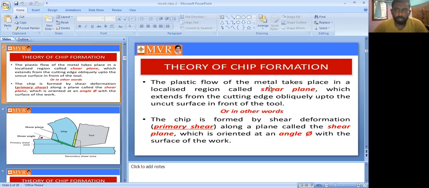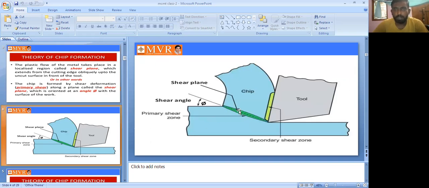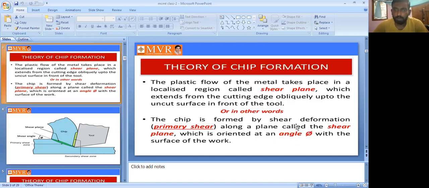The plastic flow of the metal takes place in a localized region called the shear plane, which extends from the cutting edge obliquely up to the uncut surface in front of the tool. In other words, the chip is formed by shear deformation along the shear plane, the primary shear.